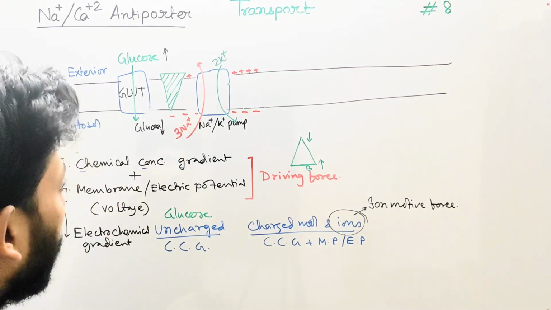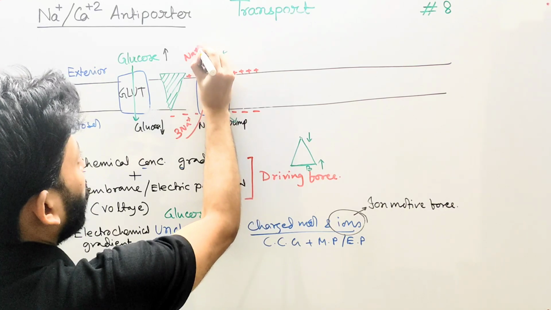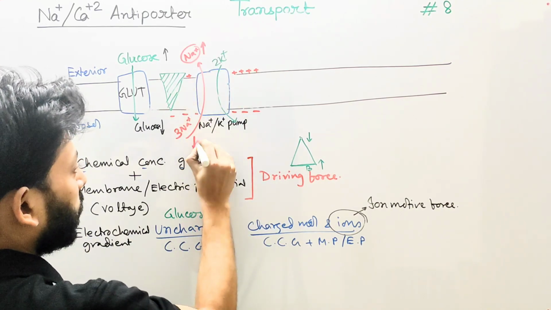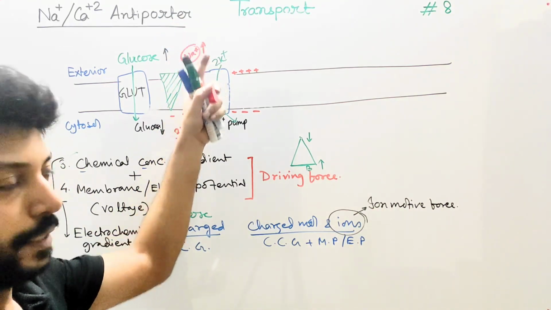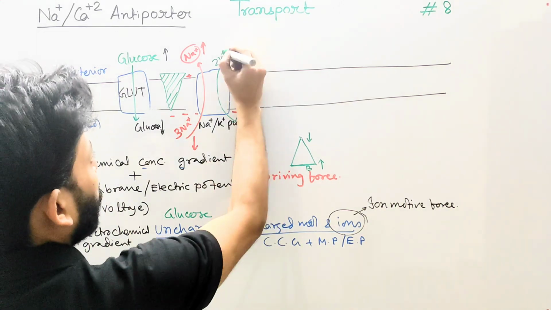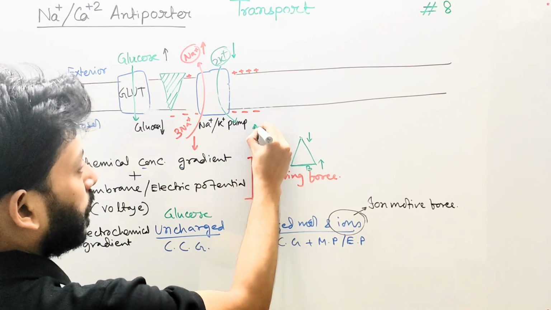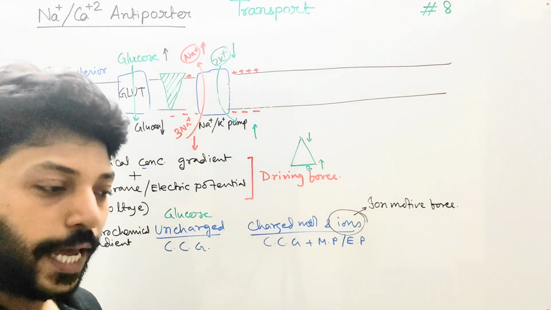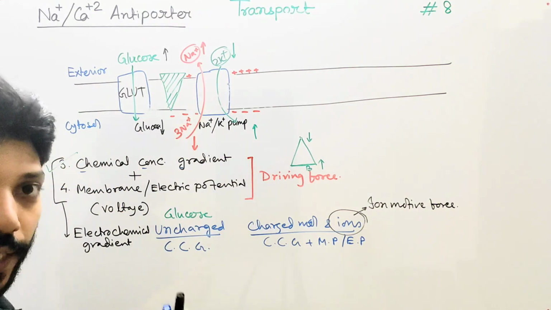One thing we also have to understand is that the sodium ion concentration will remain high outside and low inside, because this pump is exporting sodium out of the cell. The opposite is true for potassium. The concentration of potassium ions will be low outside and high inside. In this way, the sodium potassium pump generates the ion concentration gradient for sodium and potassium in the cell.